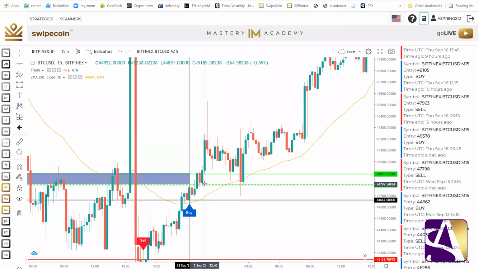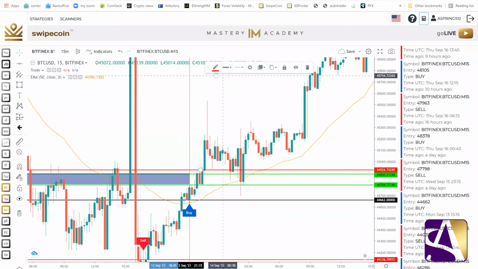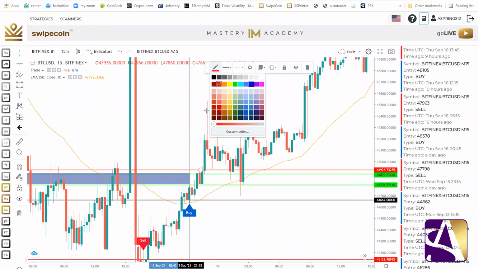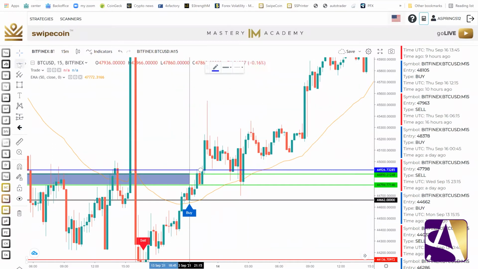So now we can look at entering on this candle here, or we can wait till this candle closes above, and this candle actually closed above. So you potentially could have entered the trade here, or you could have entered here. Now, I'm gonna put on blue right here. Blue is where we're starting at.